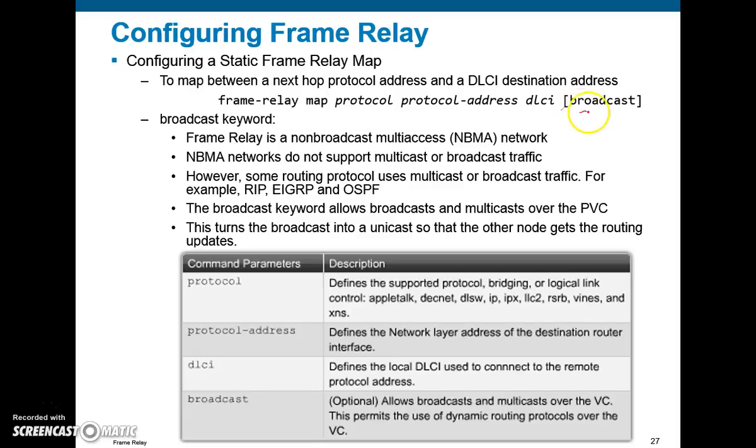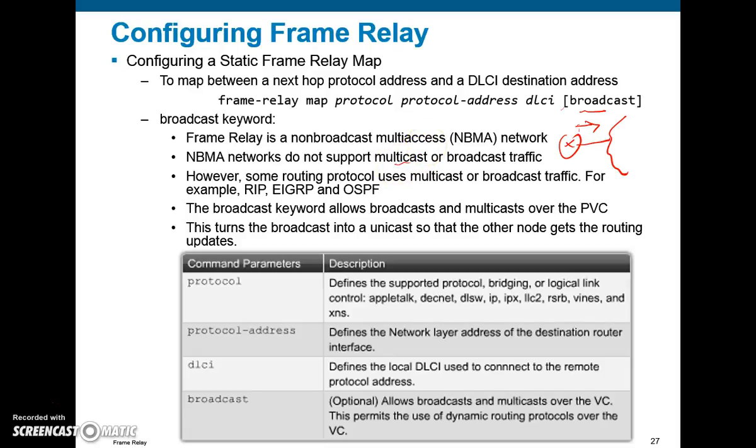There's an optional command that you can use. It's called broadcast. This broadcast is used because frame relay is a non-broadcast multi-access network, meaning it does not support multicast or broadcast packets. If this is your router connected to the frame relay cloud and you try to send broadcast or multicast packets out to the cloud, the frame relay switch will drop your packet. It does not support broadcast or multicast packets. So your routing packets like OSPF and EIGRP all use multicast addresses, so they will be dropped.